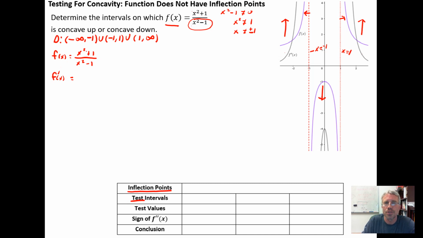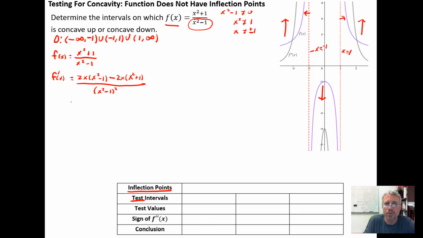It looks like I'm going to need to use the quotient rule to take this derivative. So the quotient rule says take the derivative of the numerator, which is 2x, and multiply it by the denominator, which is x squared minus 1. Minus, take the derivative of the denominator, which is also 2x, and multiply that by the numerator, which is x squared plus 1. And then divide all of that mess by the square of the denominator.